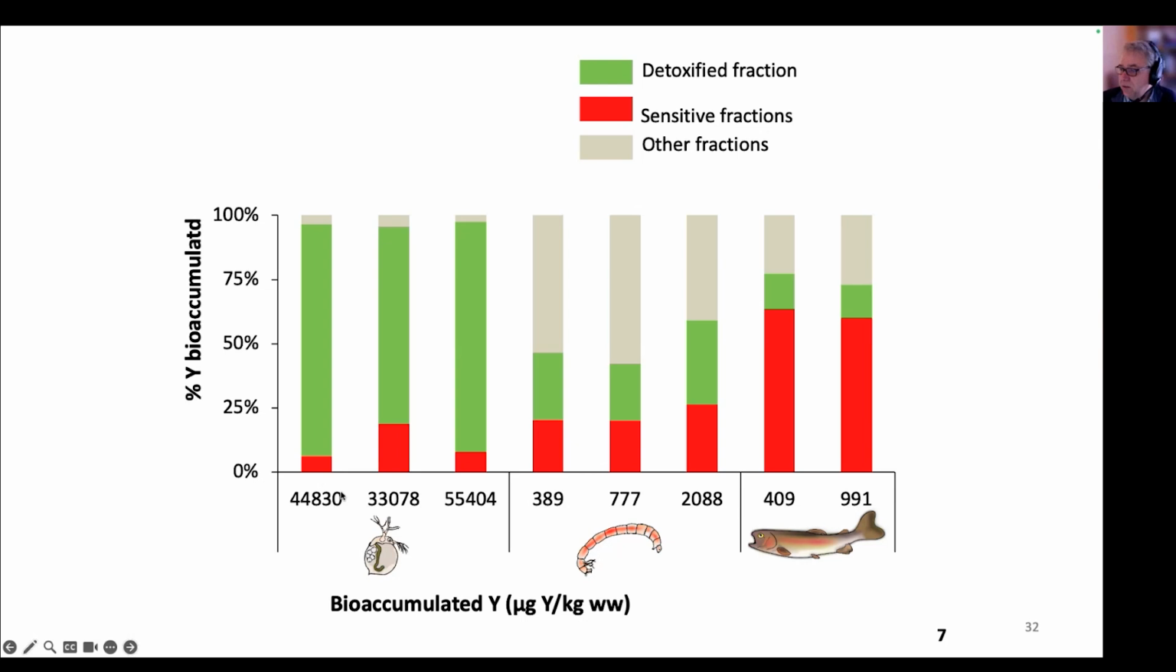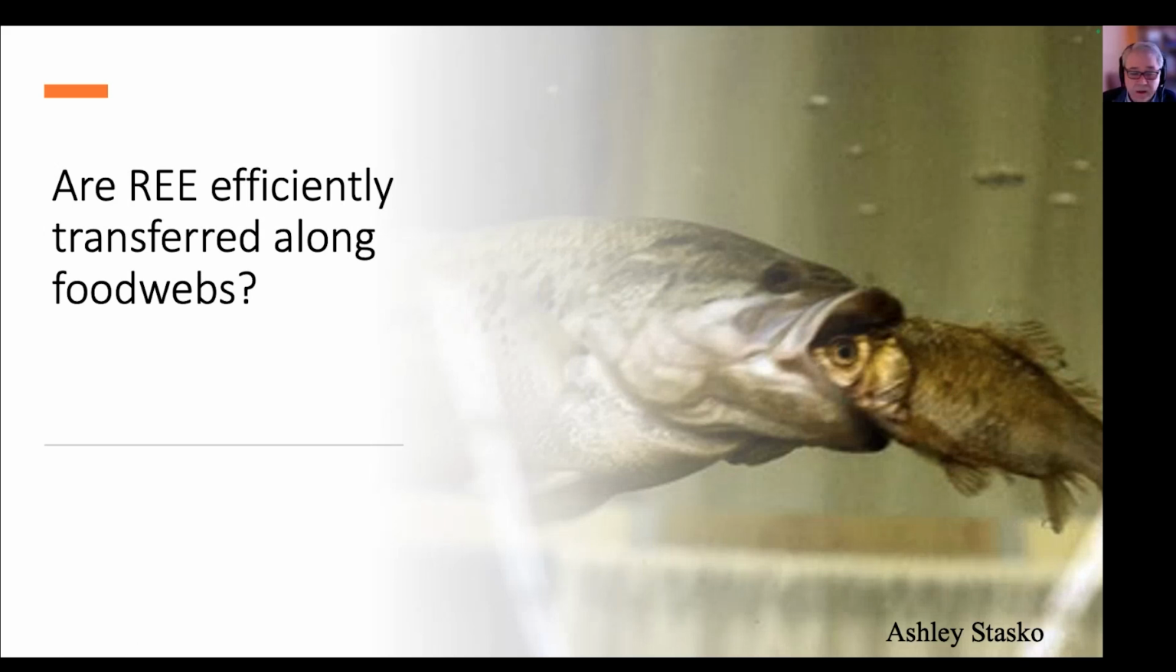So it means that you have very opposite ways of handling yttrium in nature. You have some organisms that are really good at accumulating it, but they partition it in inert fractions, so it's maybe not such a big deal for them. And you have other animals that are able not to accumulate it so much, but what they do accumulate goes in sensitive fractions. Now, just a bit of a word on what's happening when REEs are going up the food web.